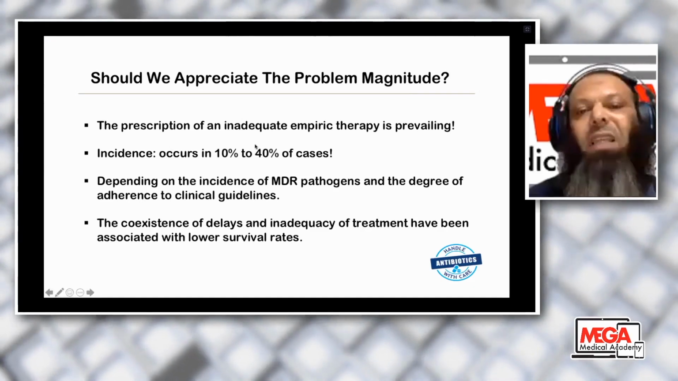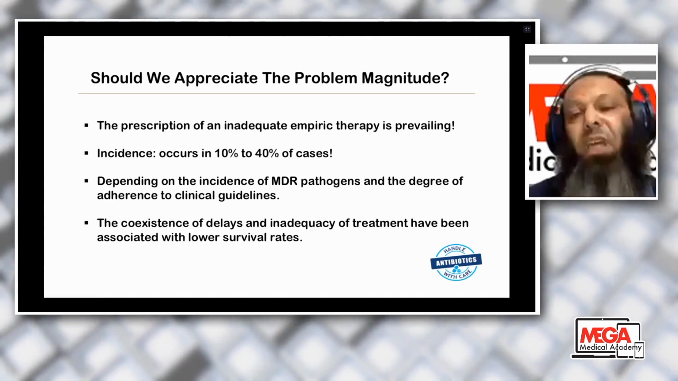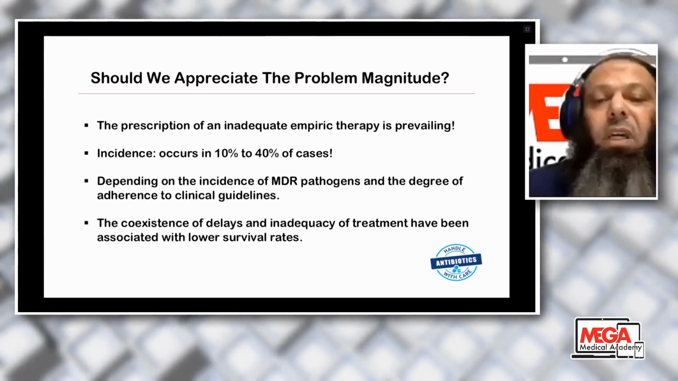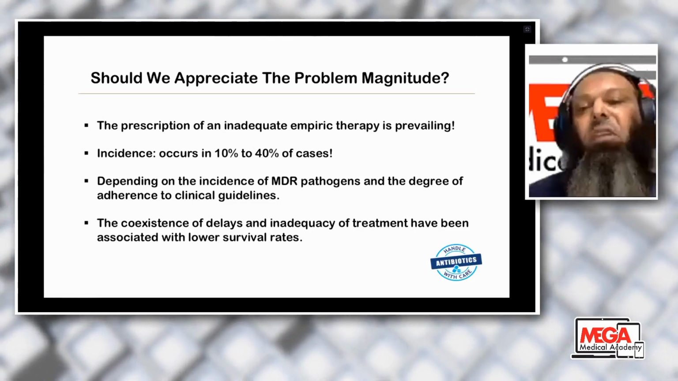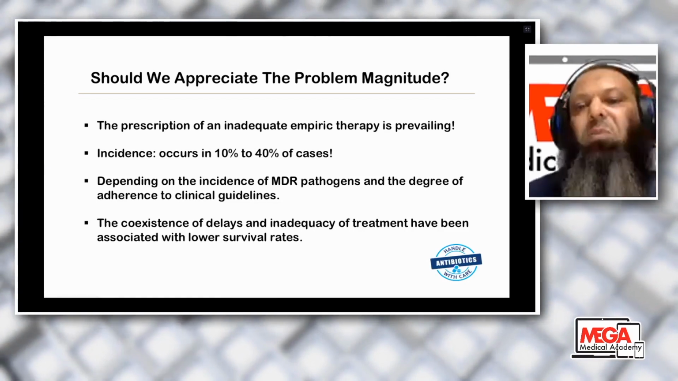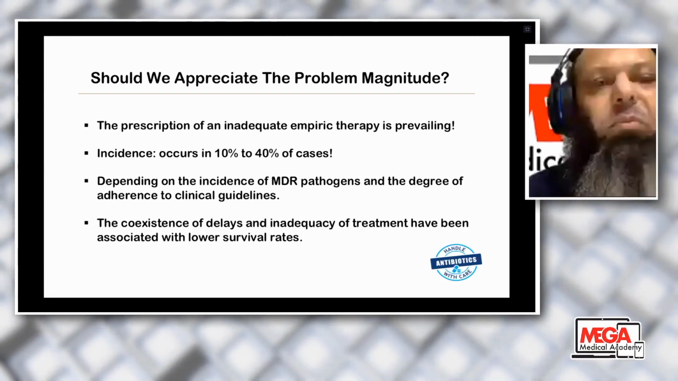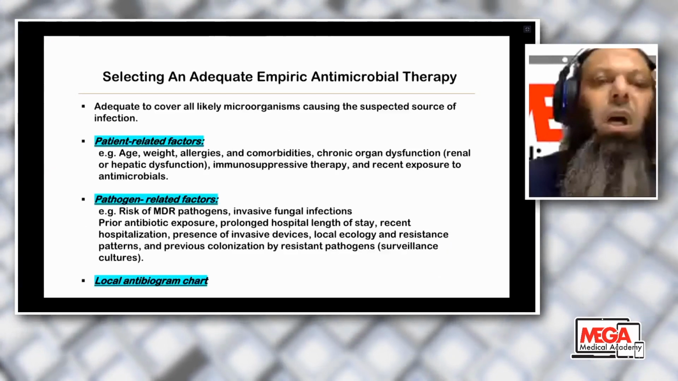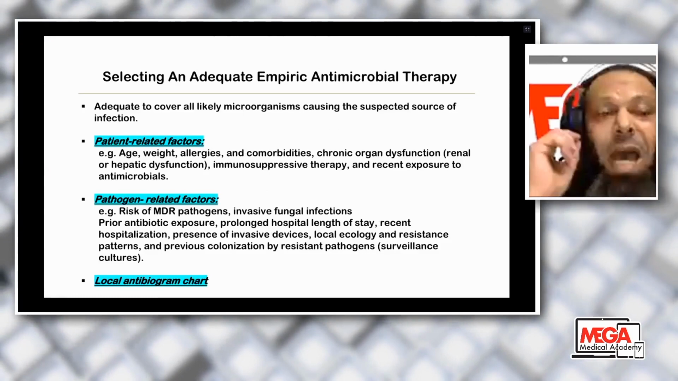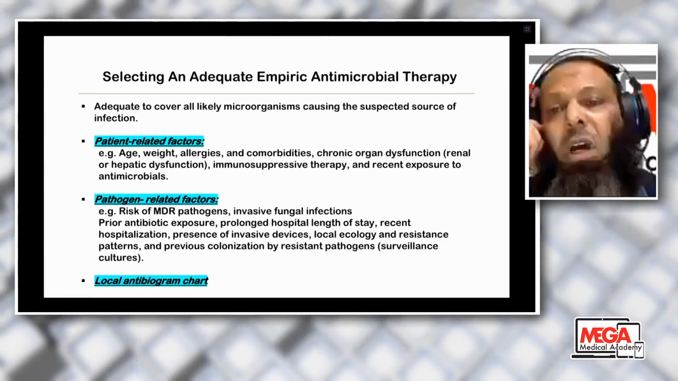And here, worldwide, up to 40% of patients with septic shock in the ER, the rapid response, the ward, or the ICU are not receiving adequate empiric wide-spectrum antibiotic therapy, for many reasons, as we mentioned before. So how to select an adequate empirical antimicrobial therapy? Adequate is to cover all likely microorganisms causing the suspected source of infection.